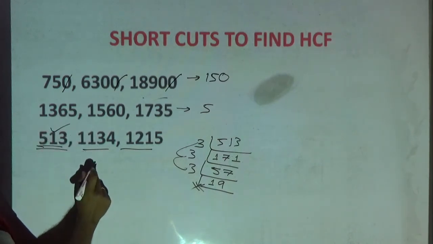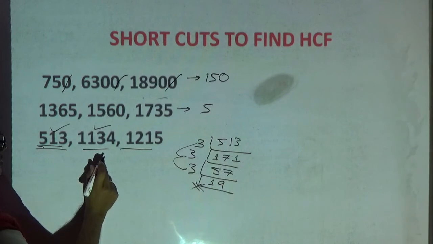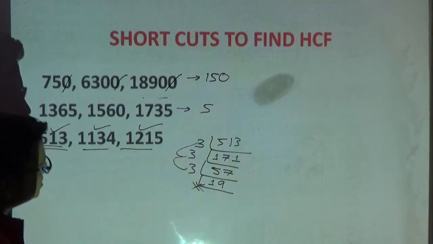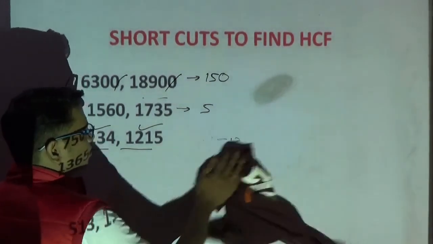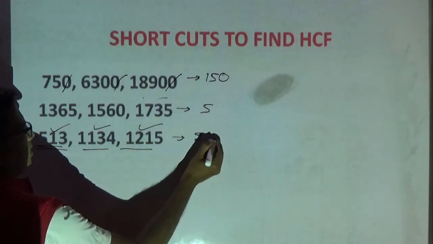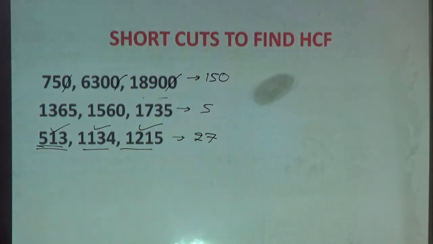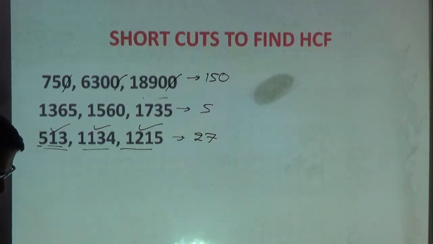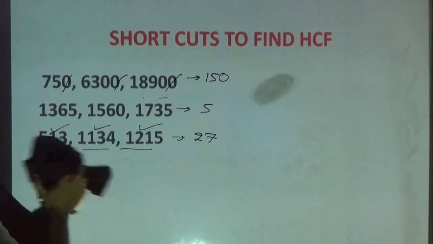Yes, you can divide this. This also division is possible. Yes, this is also possible. Therefore, the answer for this question is 27. The HCF for these three numbers is 27. See how quickly and accurately I am solving. So that's it. This is how you can find the HCF of any numbers very easily and accurately. Hope you have understood.